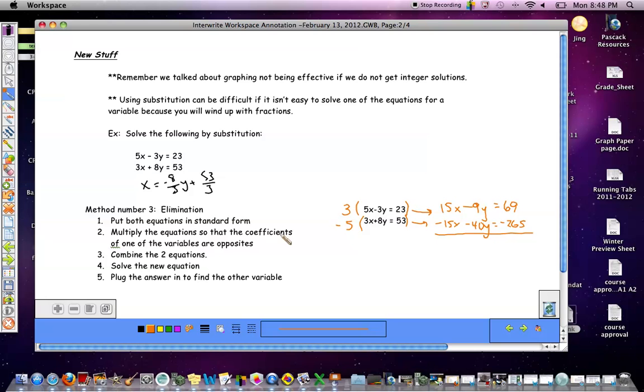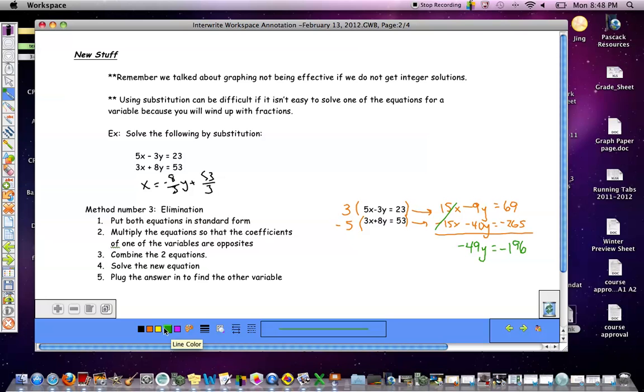Okay, now the third step is to combine the two equations. Here are my two equations. If I combine them, I have 15x and negative 15x, which just cancels for me. Negative 9y and negative 40y gives me a negative 49y. And 69 and negative 265 gives me negative 196. Here's my new equation. Very simple to solve this.